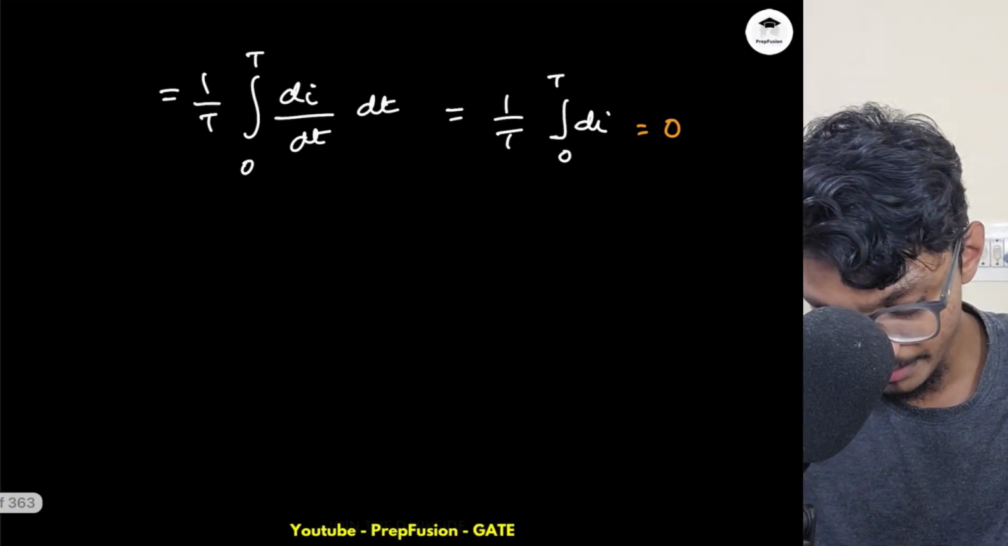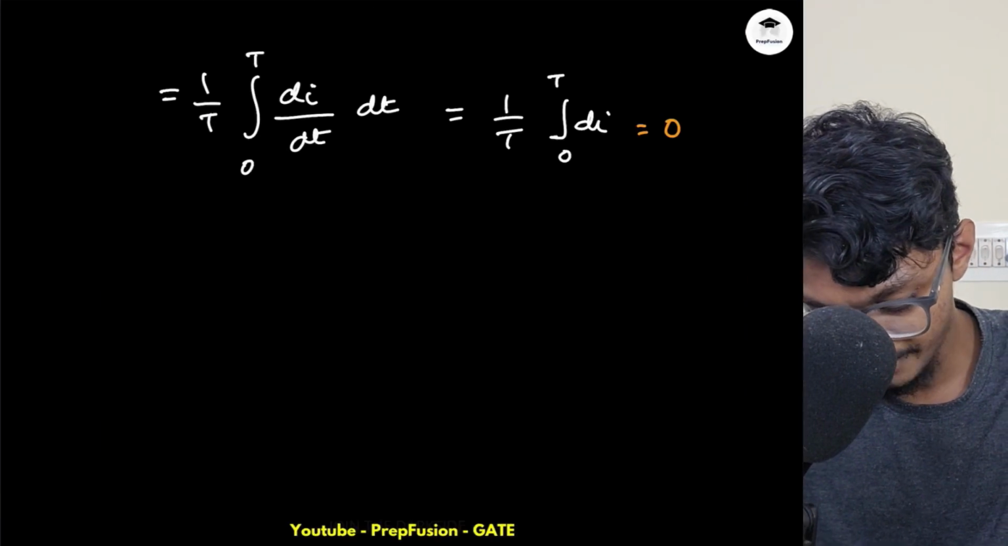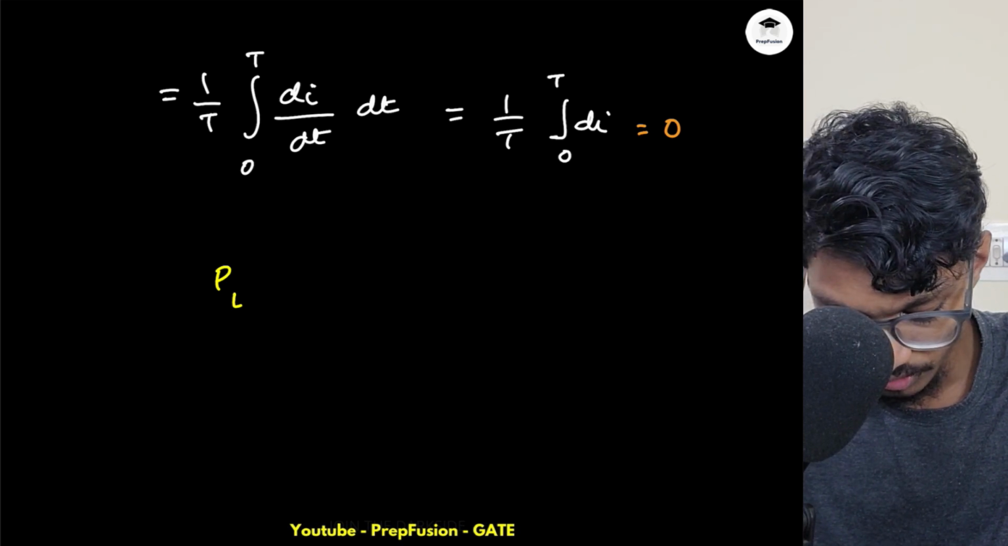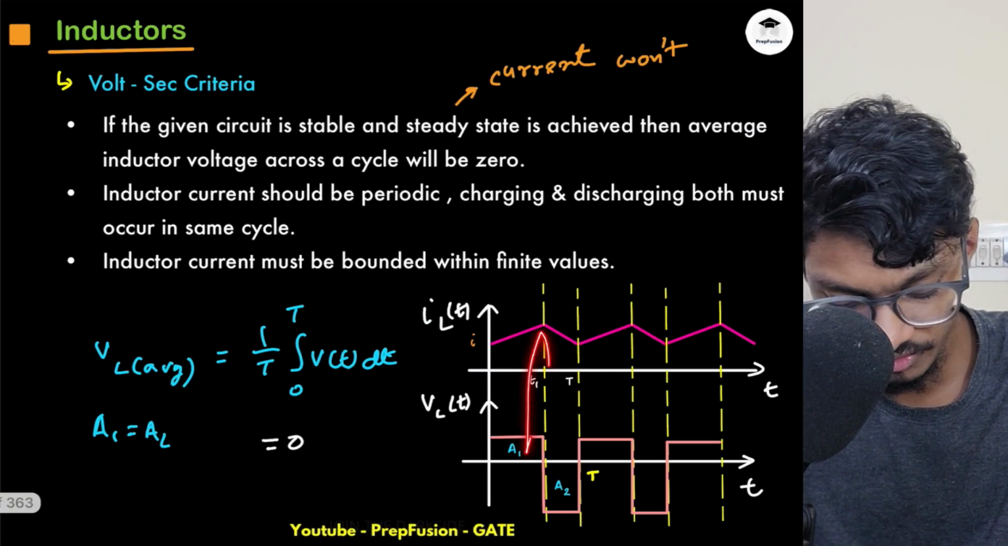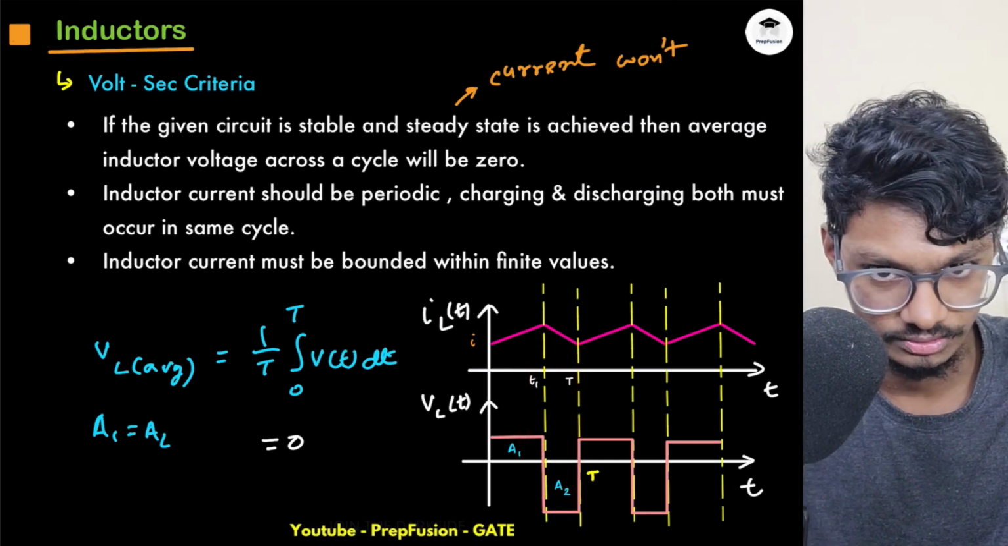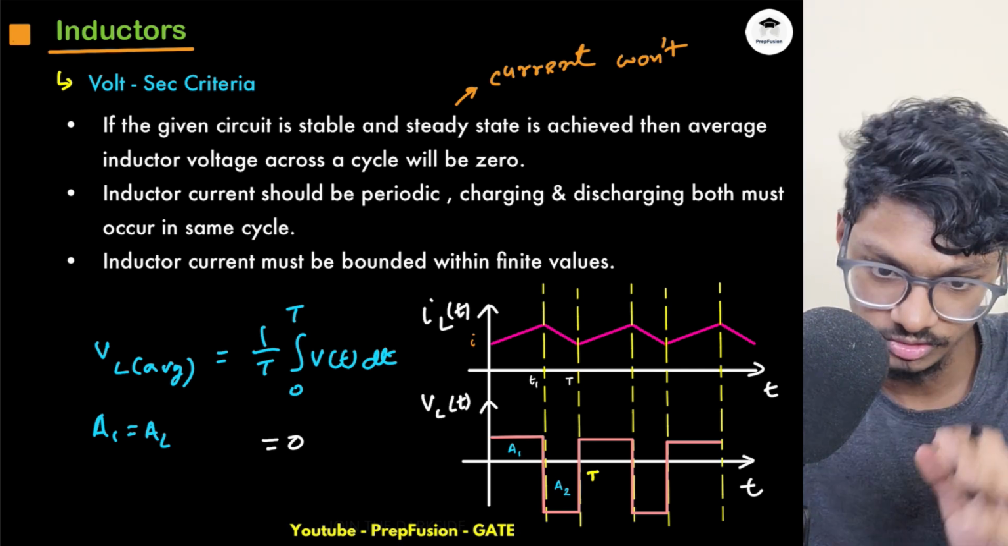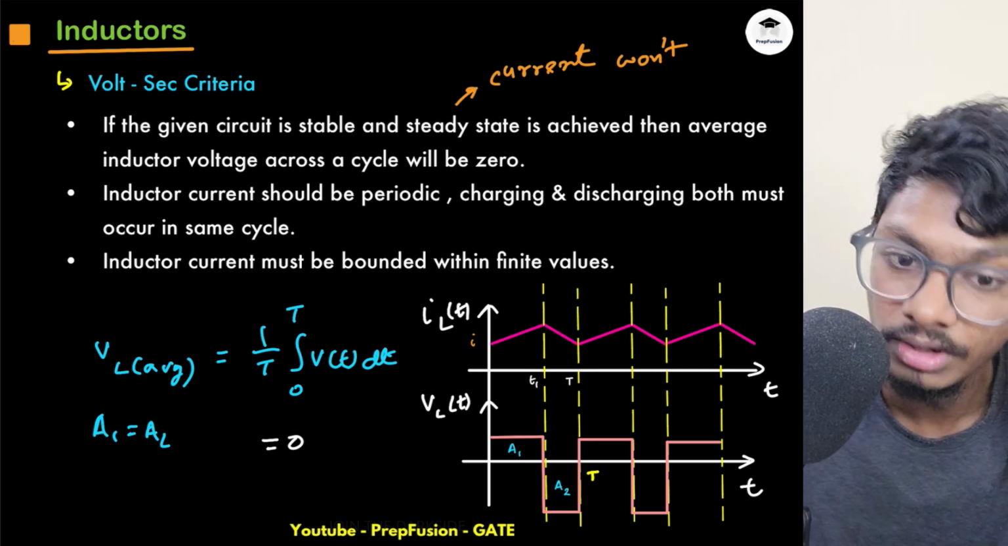Another thing I forgot to mention here, your average power consumed by the inductor will be 0, right? PL average will be 0, because if you compute the area, this will also be 0. Compute the average power, this will also be 0, because an inductor cannot consume any power in a cycle.